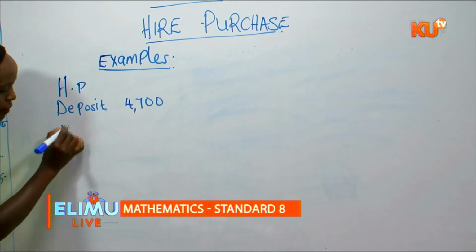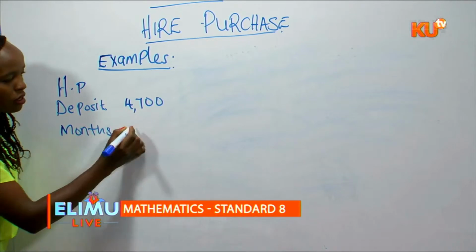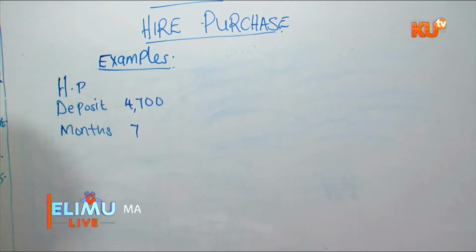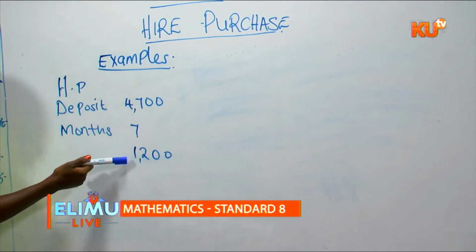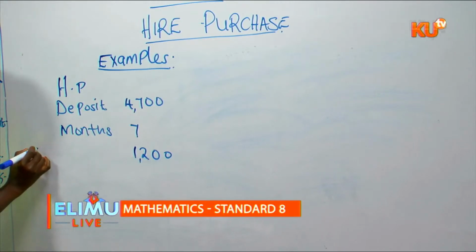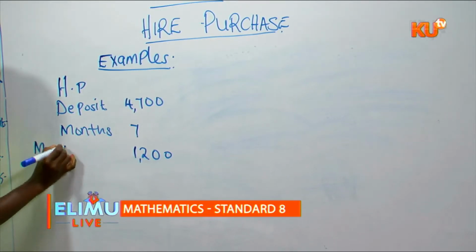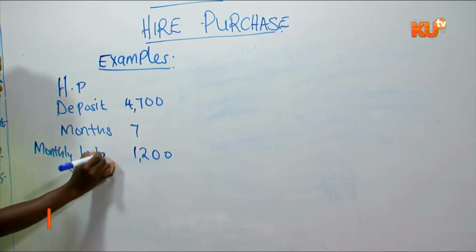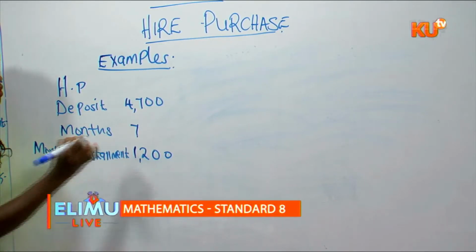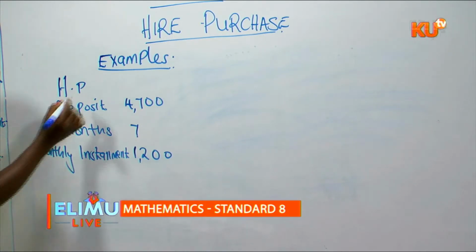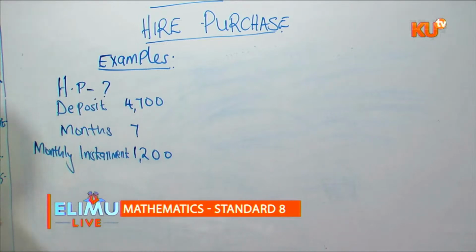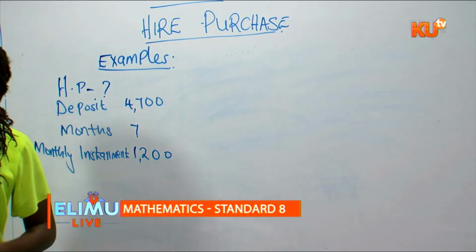There were 7 equal monthly installments. So the number of months was 7, and there were equal monthly installments of 1,200 shillings each. So the 1,200 shillings, this was the monthly installment. So we have written down what they have given us. Then the question was, what was the hire purchase of the microwave? We go back here. We are looking for the hire purchase. They have given us the deposit, we have the number of months, and we have the monthly installment.